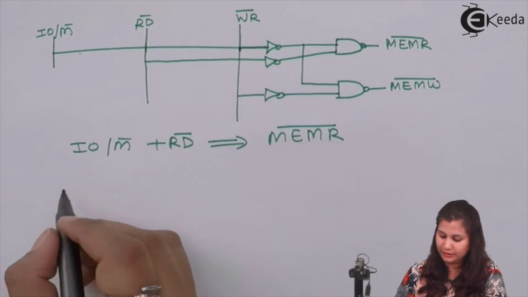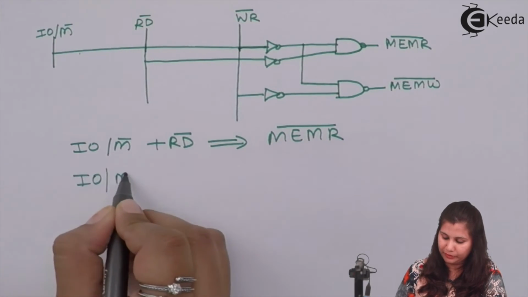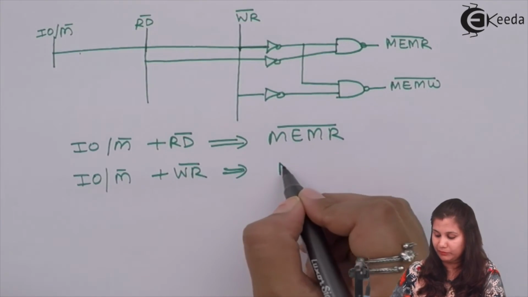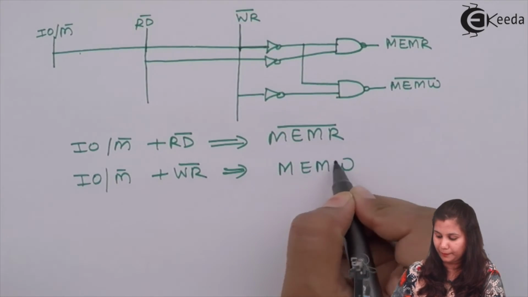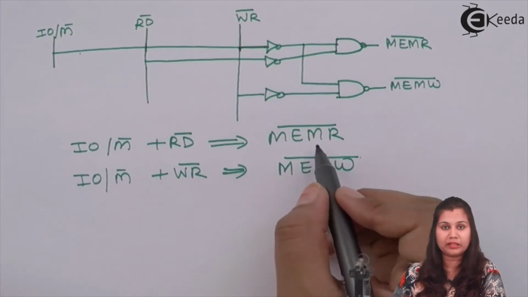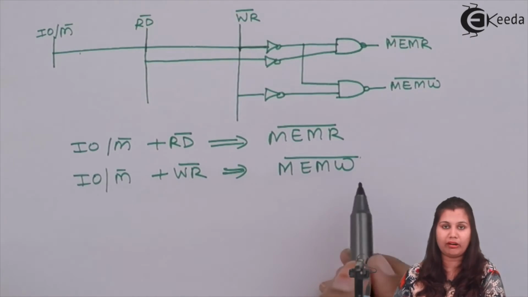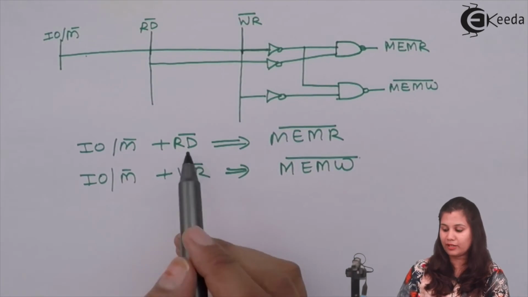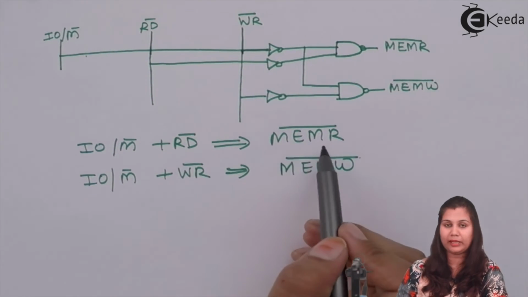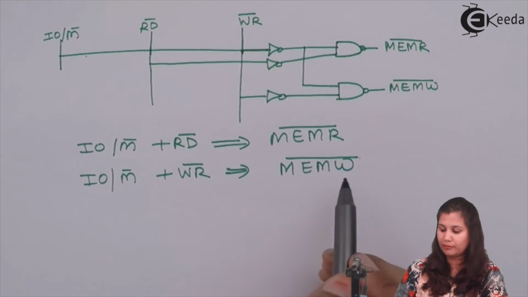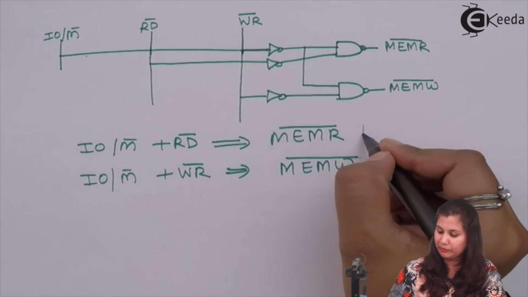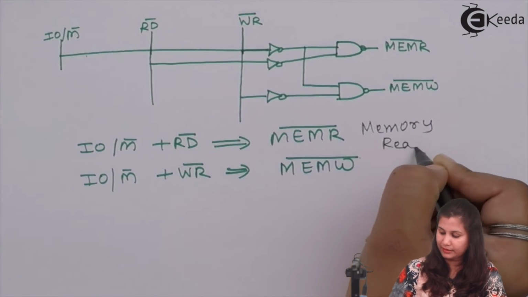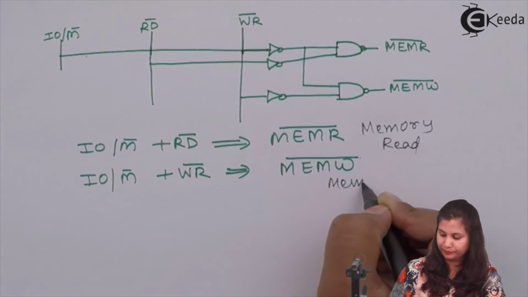And when these two signals, input/output and memory, plus write, are combined, they will generate MEMW. So this will be the memory read and this will be the memory write operation. The combination of these signals produces the MEMR bar and MEMW bar signals. This will be memory read and this is memory write.